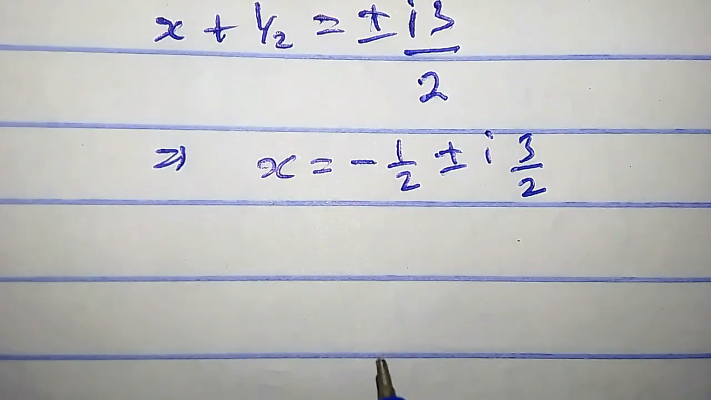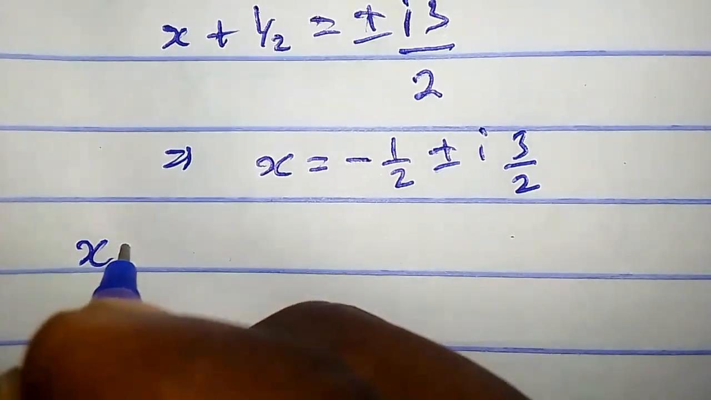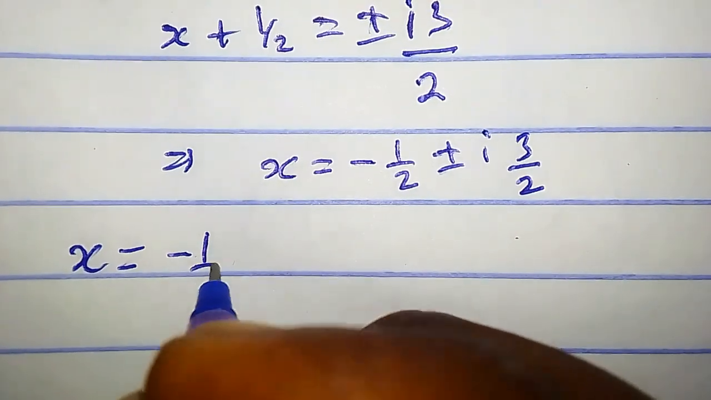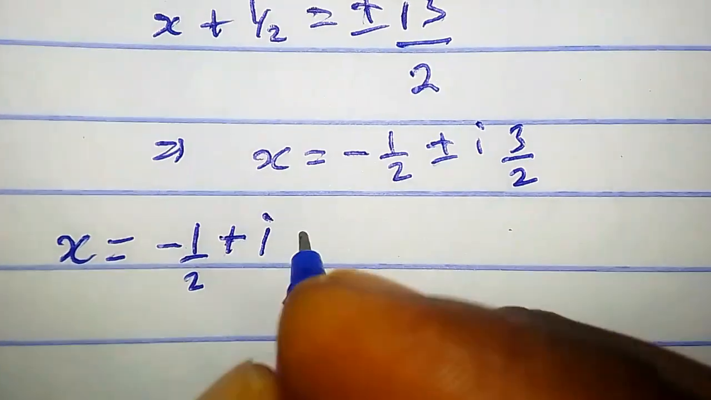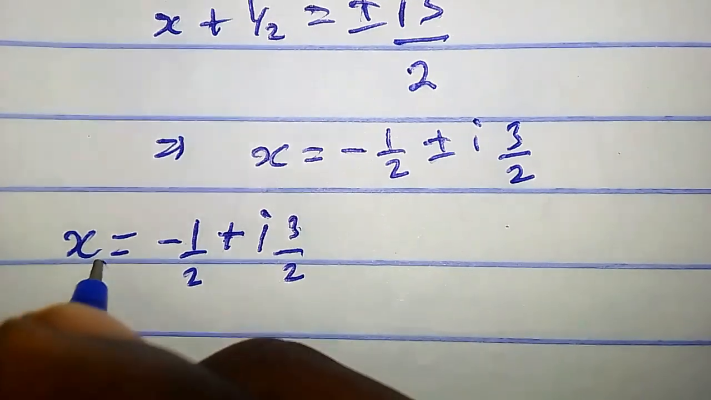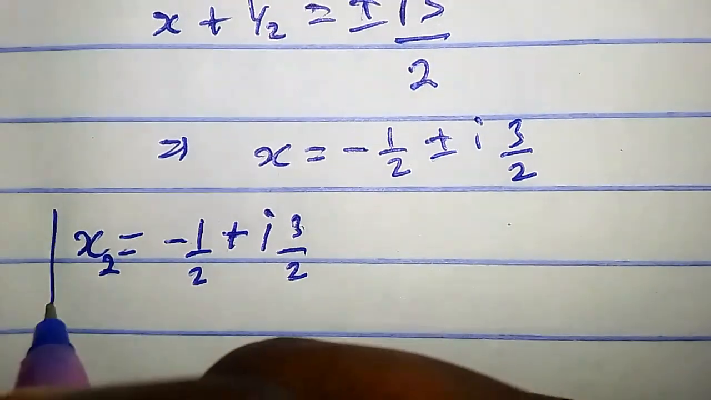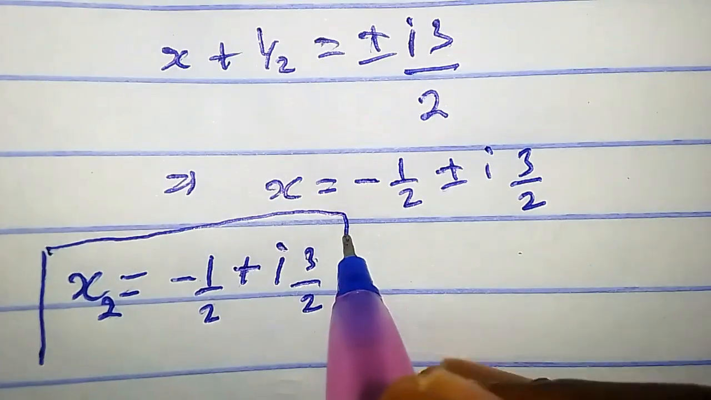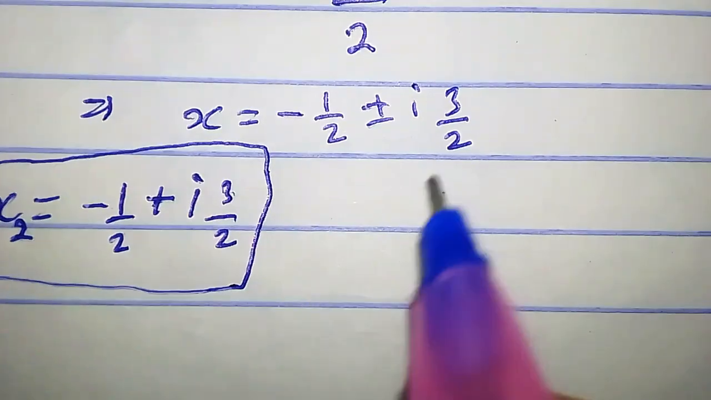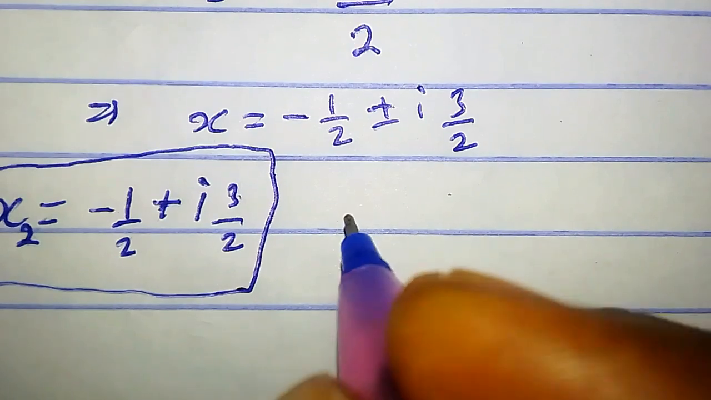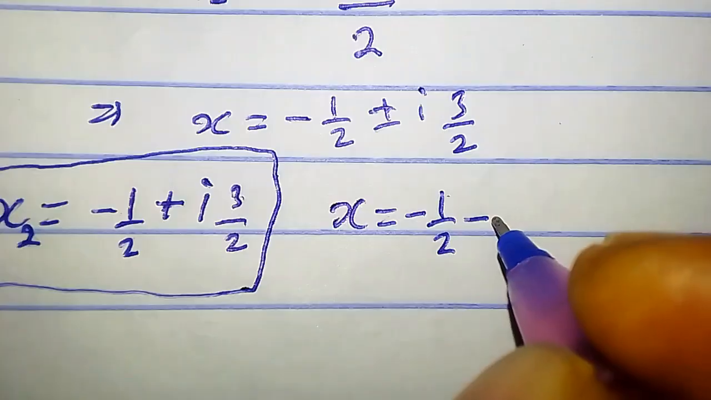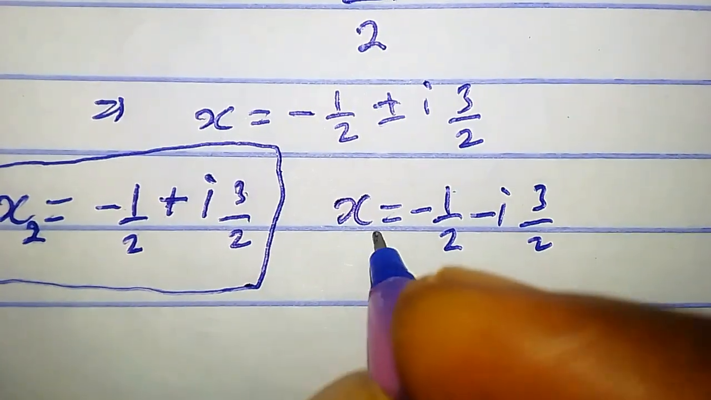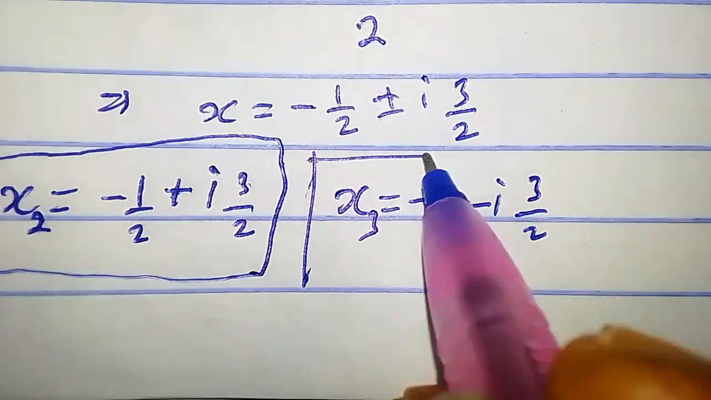From this answer, we can obtain our x2 and x3 respectively. x equal to minus 1 over 2. Considering the positive sign, we have plus i times 3 over 2. Let's call this x2. This is our second solution. Also, considering the negative sign, we have x equal to minus 1 over 2 minus i times 3 over 2. So let's call this x3. This is our third solution.